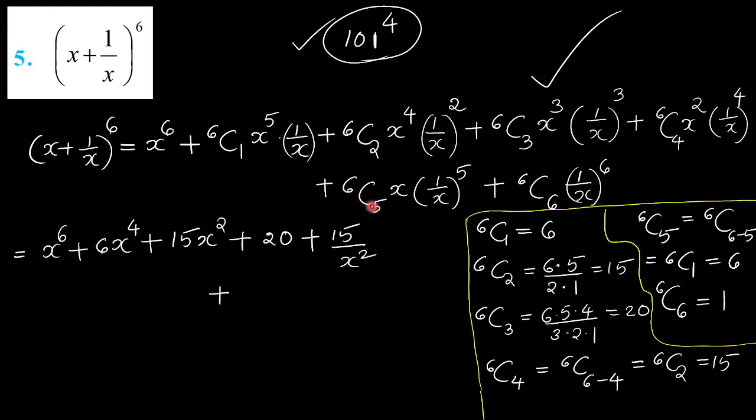6, x by x raised to 5, that is 1 by x raised to 4. Then 1 by x raised to 6. This is the expansion.